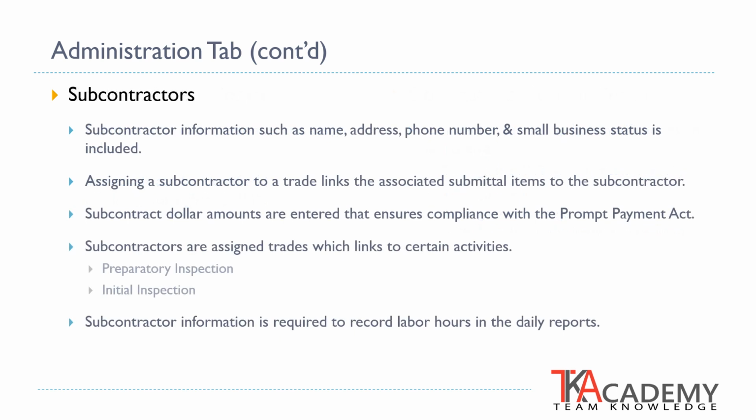Subcontractors are included in the project by adding them using the subcontractor feature. When adding a new subcontractor, the subcontractor information such as name, address, phone number, and small business status is entered. The subcontractor information links to other activities within RMS. The subcontractor dollar amount is included to ensure compliance with the Prompt Payment Act when progress payments are processed. The subcontractor information will also link to required submittals based upon their assigned trade and to necessary preparatory and initial inspections. Subcontractor information is required to record labor hours within the daily reports.